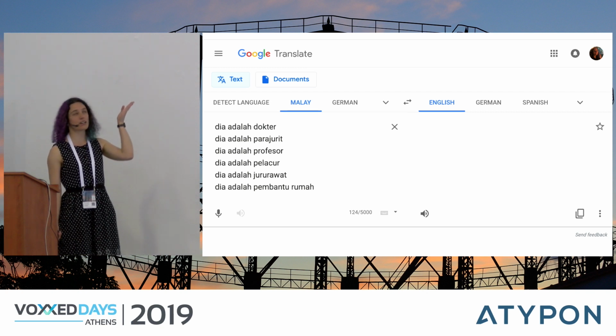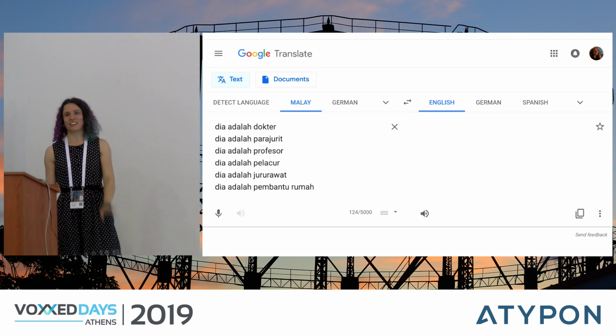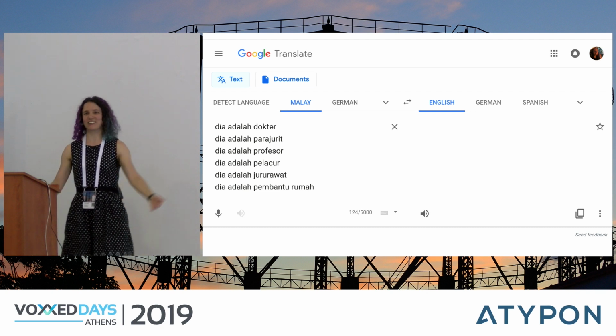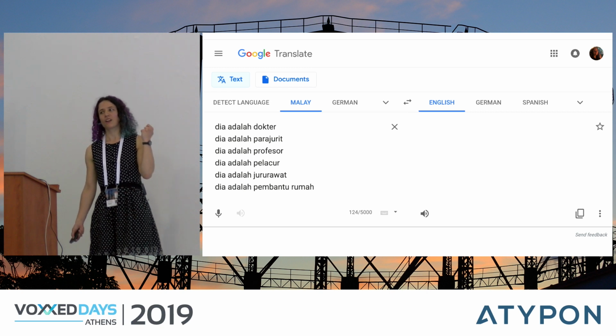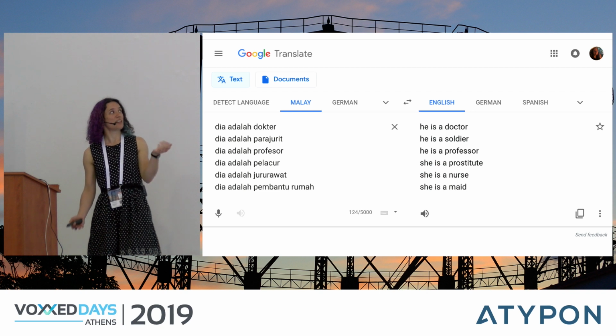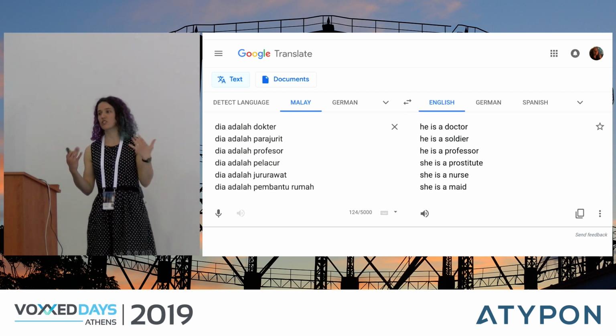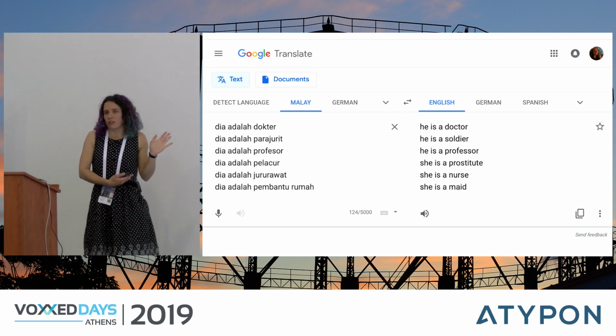And I've got here some different things that I've written in Malay. And I guess because of the fact that I'm talking about this in the context of this talk, you can guess what some of these might be. But as we can see here, Google Translate has said, he is a doctor, he is a soldier, she is a nurse, etc. And I can understand why.